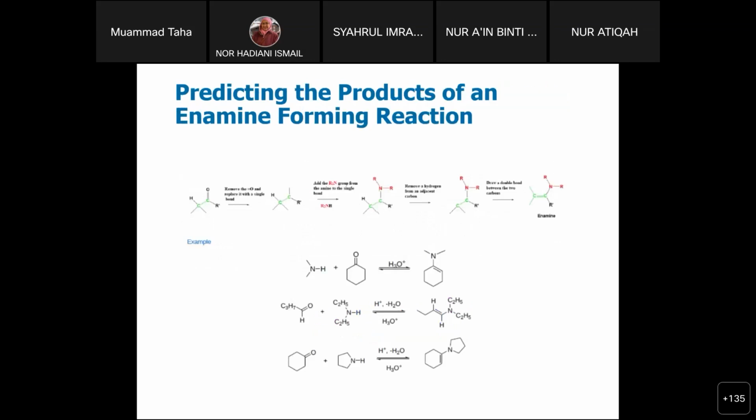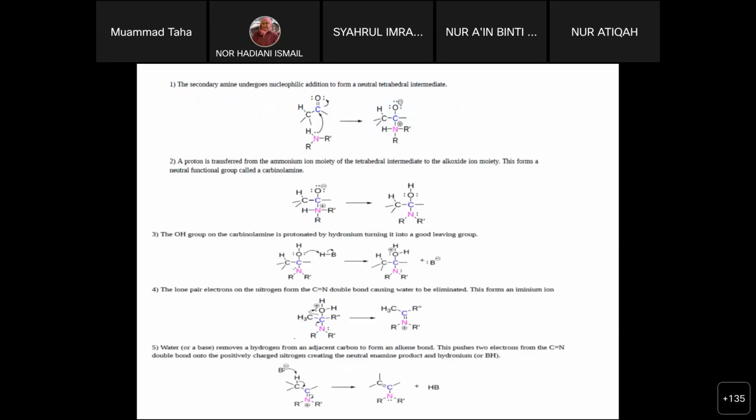This is the prediction, how we can predict our products. First of all, we put the carbon chain as we have, then put the nitrogen amine, and then we put the double bond between carbon and carbon. This is the simple way of doing this. So this is the mechanism of the reaction.